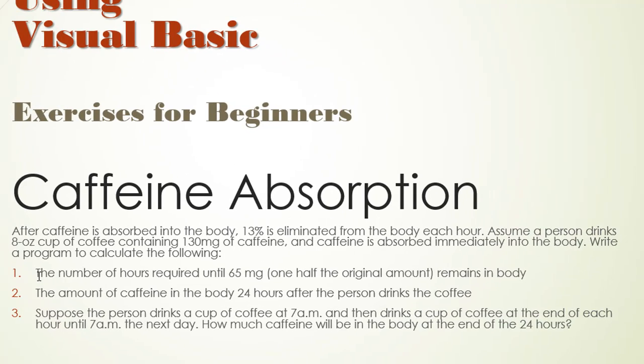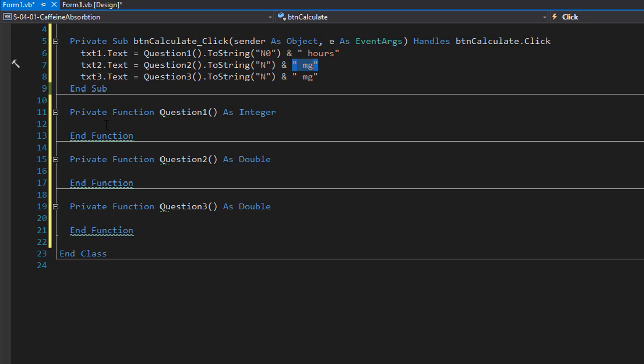The first thing to calculate is the number of hours required until 65 milligrams, or 1/2 of the original amount, remains in body. So I'll go to my question 1 function and I'm going to declare 2 variables. One will be an integer for the hours, that's what's going to be returned from this function, and one will be the amount of caffeine that will be changing as we loop through it.